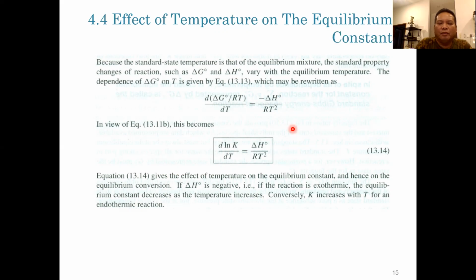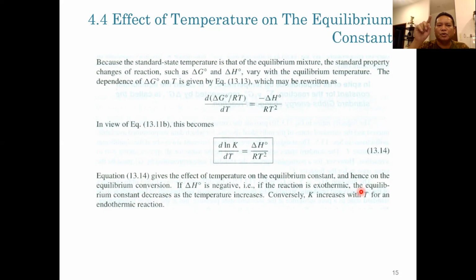If we look at this equation here, it gives the effect of temperature on the equilibrium constant, and hence on the equilibrium conversion. If delta H naught is negative, then this is negative if the reaction is exothermic. Why is delta H negative?